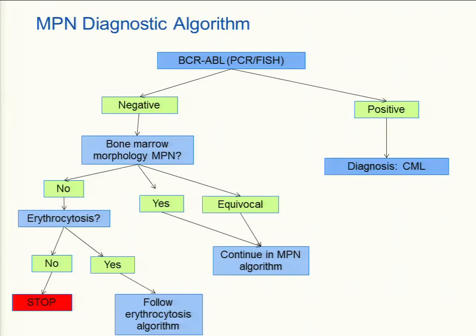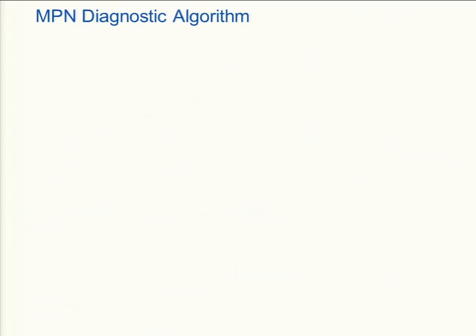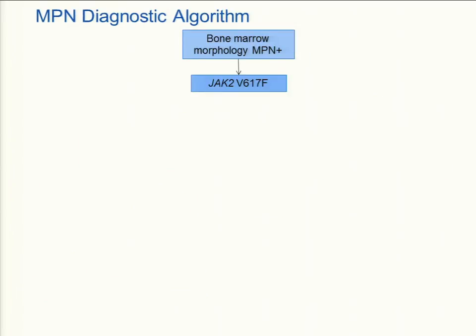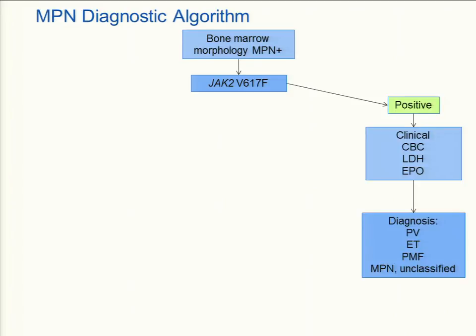If there are morphologic features of MPN or it's equivocal for that, then we continue on with the algorithm. With positive morphologic features of MPN and positive JAK2 with clinical information, we should be able to reach our diagnosis. However, with negative JAK2 V617F, what we do next depends on whether we're considering PV or not.